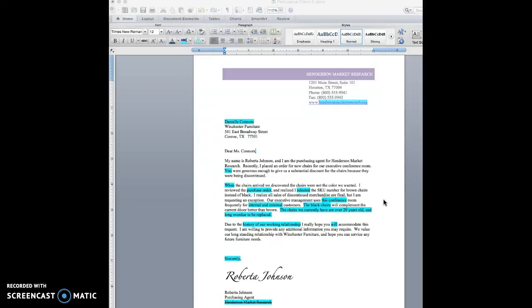And then she says, the chairs we currently have are over 20 years old and long overdue to be replaced. That's good, but again, had she begun with a reference to the conference room and it being made over, then she could easily say the chairs we currently have are over 20 years old, then that would fit better. As it is, it just feels kind of stuck on. So I would definitely tell Roberta to create the backstory, give it to Miss Connors, and include that in it.